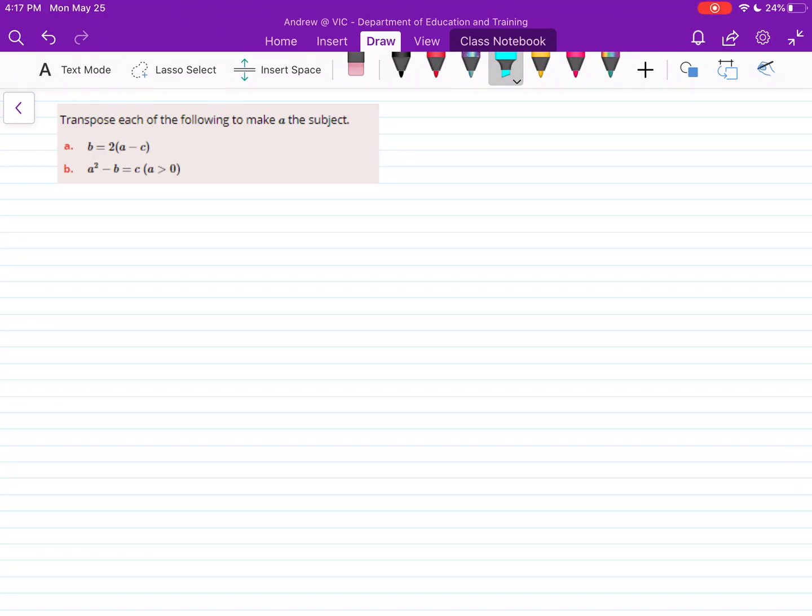G'day all, so in this video we're going to be transposing equations to make an unknown the subject. Transpose just means rearrange, okay? And just remember, to make something the subject just means to get it by itself, and normally we get it by itself on the left hand side. Okay, so that's all that means. So we're just going to get into these questions here.